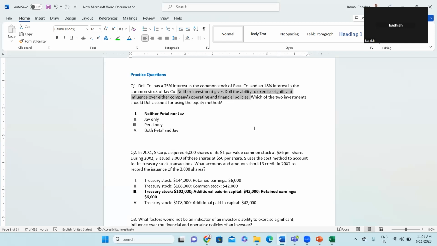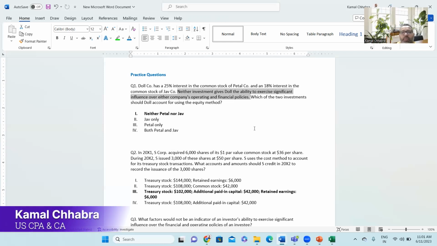Sir, 20 to 50% is the rule, so the 18% one is already out. Joe company was already out of scope as per the general rule, but the 25% interest in Patel shows there may be significant influence. But when it is clearly mentioned that you do not have significant influence, then you can consider either the cost method or the fair value method. Sir, then there is no benefit. No, I can't say like this. It's an investment, right?